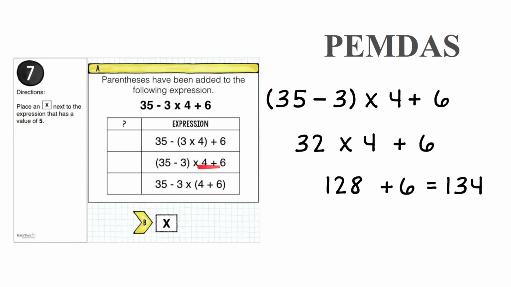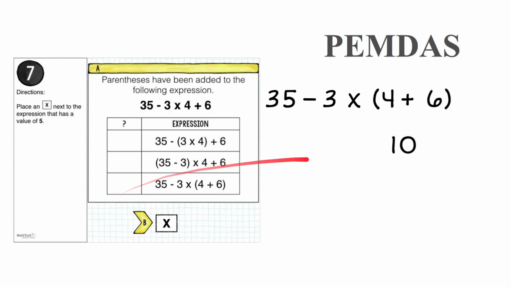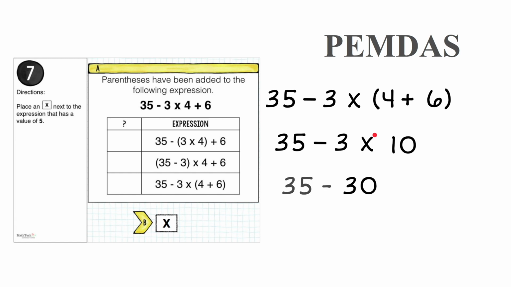So by process of elimination, a lot of my students would just put an X there, but we just want to make sure. So we're going to keep working them out. Now we do parentheses. 4 plus 6 is 10. Rewrite our equation. A lot of the times my students would want to put 32 times 10 is 320, but we have to multiply or divide first. So we do 3 times 10 is 30, 35 minus 30 is 5.